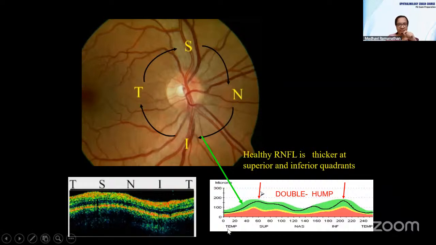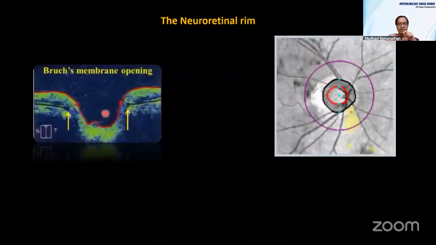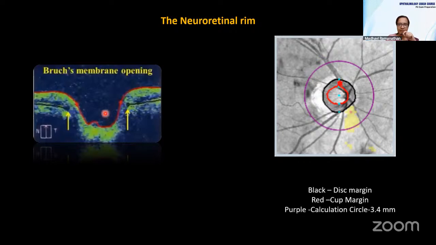So this is one of the graphs I'll be showing. It is measured clockwise from temporal, superior, nasal, inferior and temporal. Another is the double hump pattern in OCT. So why does this double hump occur? Because the superior as well as the inferior quadrants are the thickest in OCT. So next is the neuroretinal rim. Once again, this purple indicates your calculation circle. This black is your disc margin and this red is your cup margin. So where exactly is the neuroretinal rim? It is between the disc margin, that is the black circle, and the red circle, that is your cup margin.